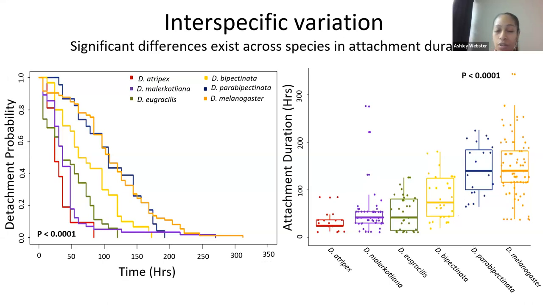So in addition to the two species that have been presented here already, we also observed detachments in Drosophila atripex, eugracilis, bipectinata, and parabipectinata. And as you can see, our Drosophila atripex, which is in red here, had the fastest detachment probability over time, as well as the shortest median attachment duration. While in contrast, melanogaster in orange had the longest. So this means that it supports the hypothesis in a broad sense that there is a genetic basis to attachment duration.